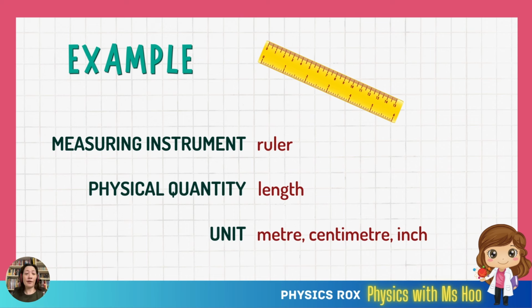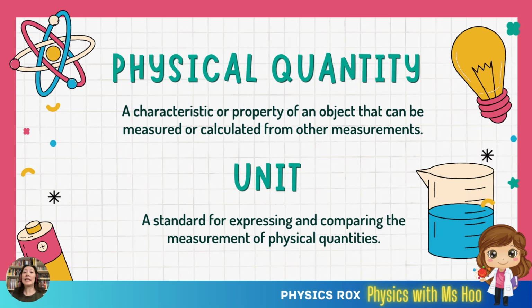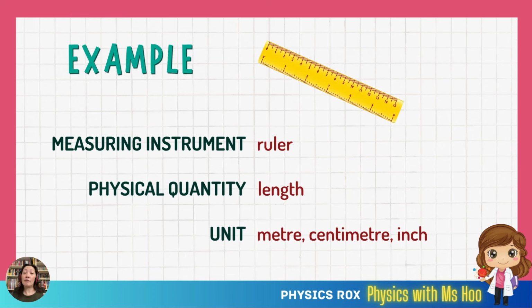Over here, we have a picture of a measuring instrument. I'm sure you recognize this instrument, right? Yeah, it's a ruler. So what does a ruler measure? The ruler measures length. So in this case, the physical quantity that's being measured by the ruler here is length. If you recall what a physical quantity is, it's a characteristic or a property of an object that can be measured. So in this case, the ruler is measuring length. Therefore, the physical quantity it's measuring is length.